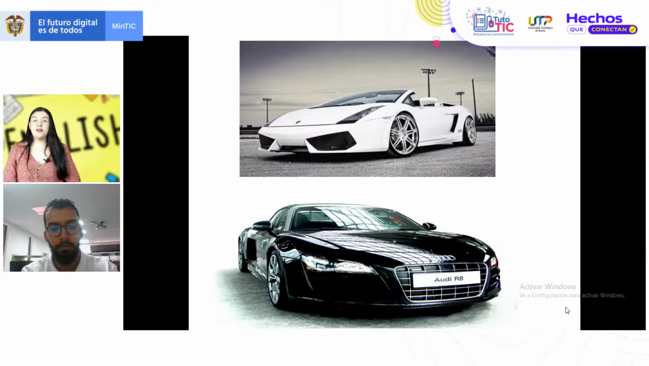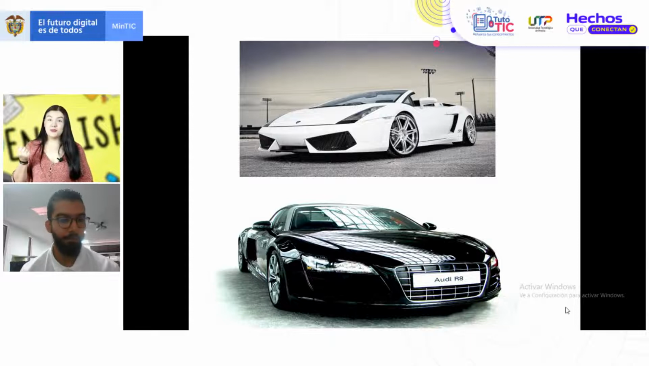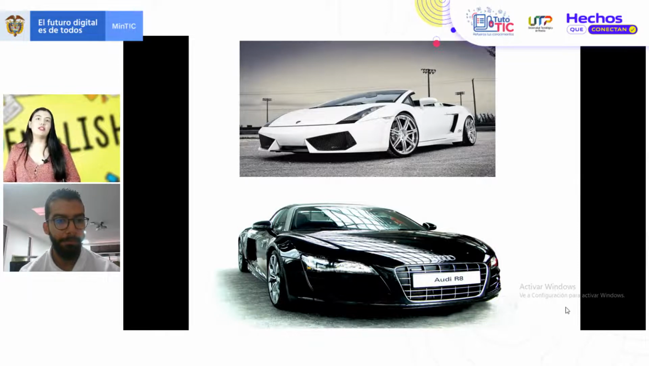And we got two different types of cars. We got Lamborghini and Audi, okay? Y aquí vamos a hablar del precio. So, Audi is more expensive than Lamborghini, okay? So that is about money.